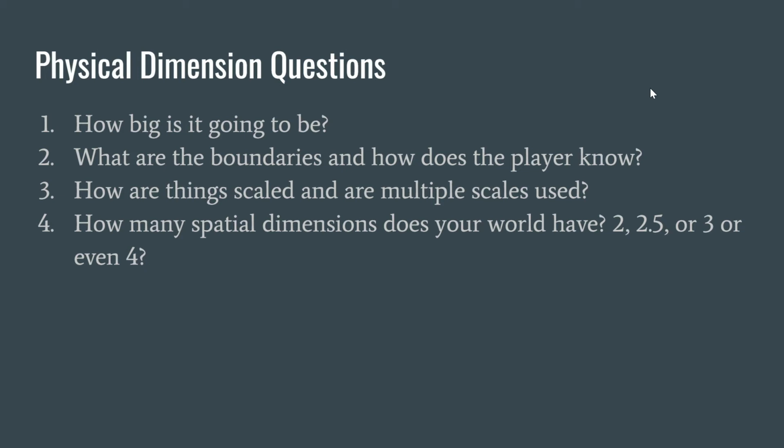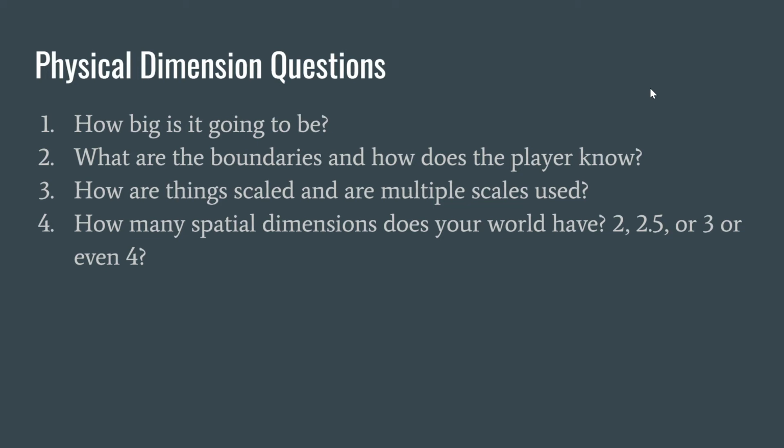And then the last question with the physical dimension is, how many spatial dimensions does your world have? Here's where things get confusing, because the dimensions of your game world we just went over, but there's also something called spatial dimensions, which refers to the camera's angle. And so typically there's 4 different spatial dimensions. There's 2D, 3D, 2.5D, and 4D. So let me talk you through them.